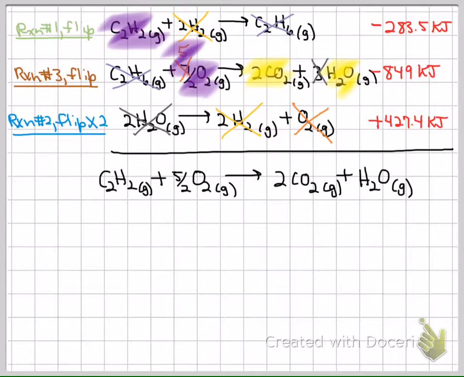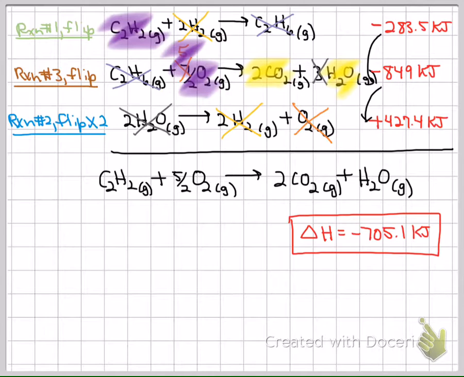So I did this correctly, so that means now, of course, all I've got to do is add up my three numbers, and they add up to a negative 705.1 kilojoules, and that is the enthalpy change for my target equation. So once again, Hess's law, combining equations in such a way that they match up and add up to the target equation.